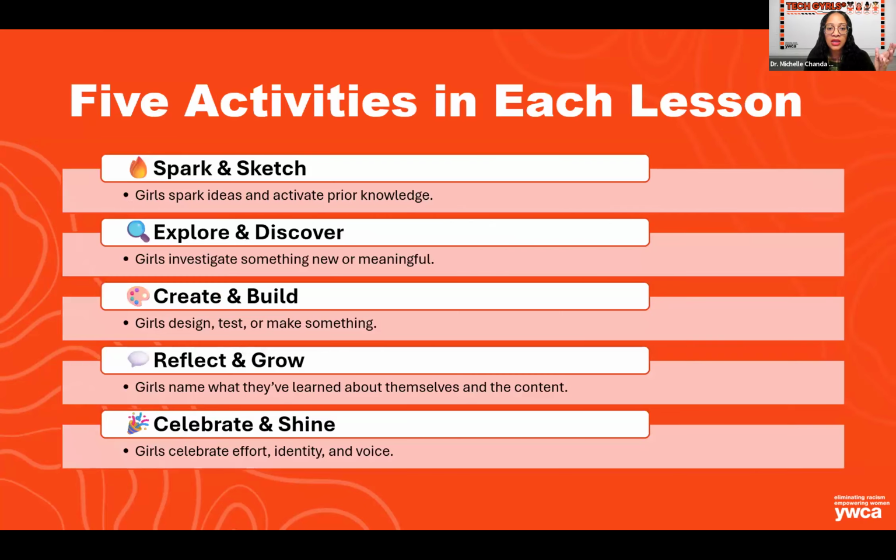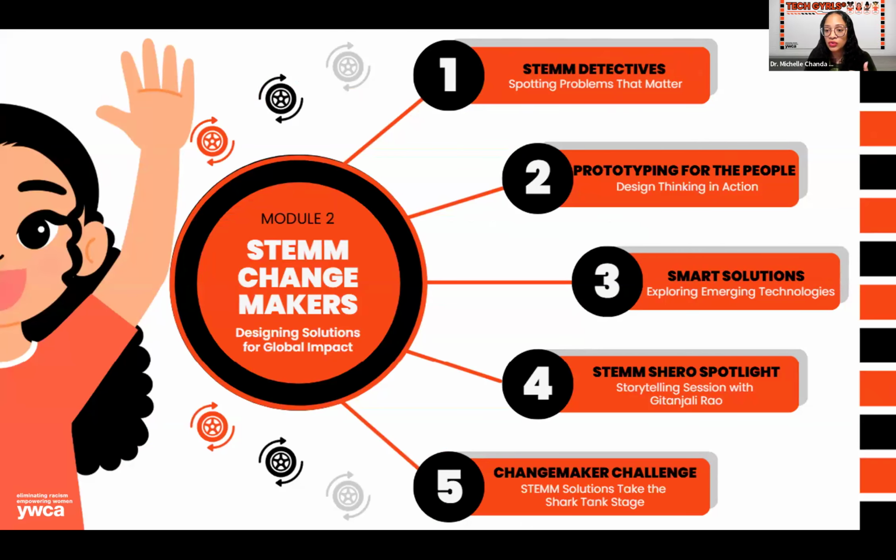Let's take a look really quick at what the lessons are in module number 2. In lesson 1, as change makers, they become STEM detectives, spotting problems. They're going to identify challenges in their schools, communities, or the world that affect them and that they care about. They're mapping these problems and connecting them to STEM fields. Then in lesson number 2, they're prototyping for the people, and they are going to explore what design thinking is and learn how empathy drives innovation. They're also going to experience a framework called Scamper. All of those things are in the modules for you.